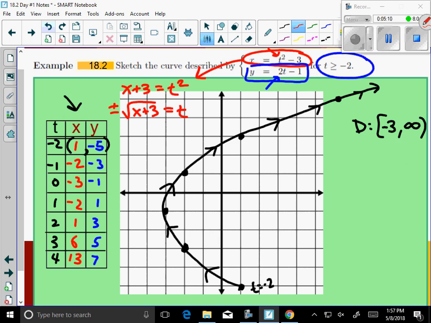Yeah? Okay. So if I want things in terms of just y and x, that means I want to eliminate t. So what am I going to plug in right there? What I got for t originally in red there. So I'm going to plug in plus or minus square root of x plus 3. Let's simplify that, and then let's look at it.